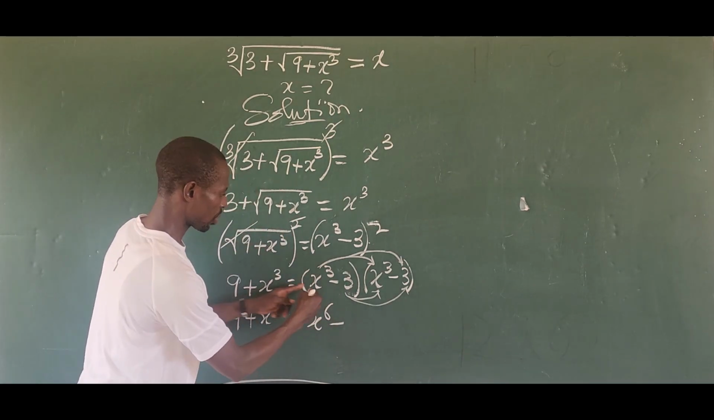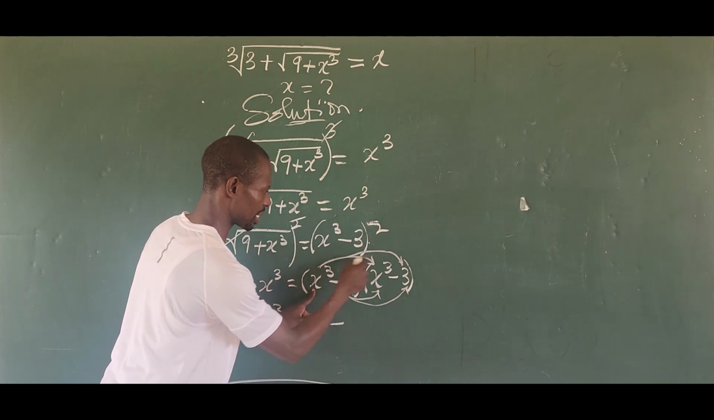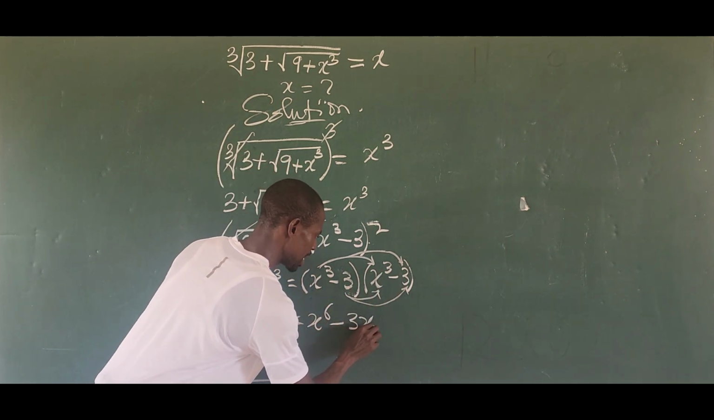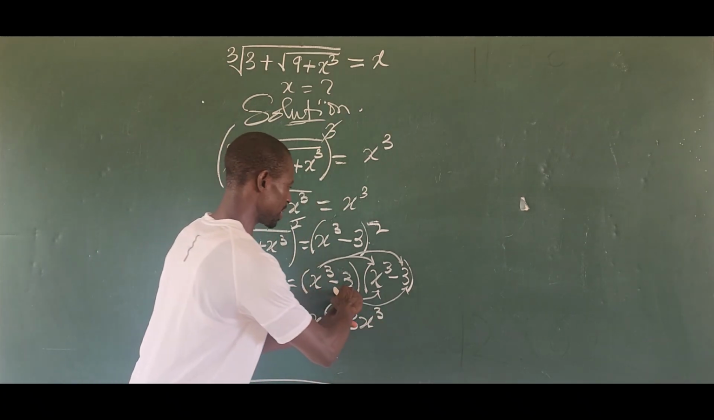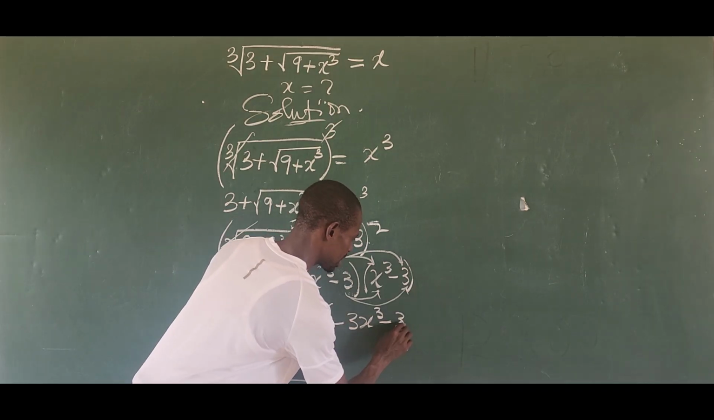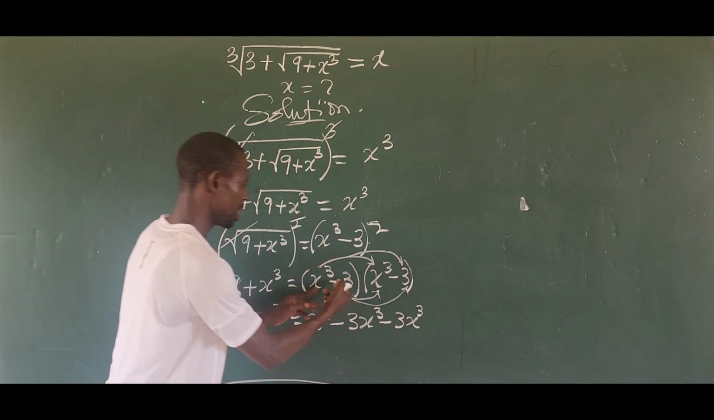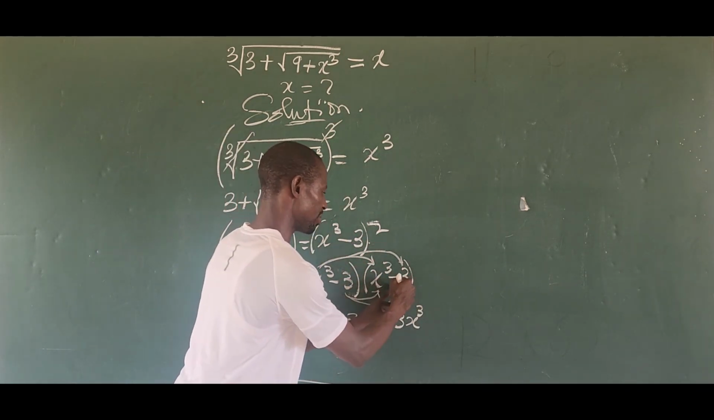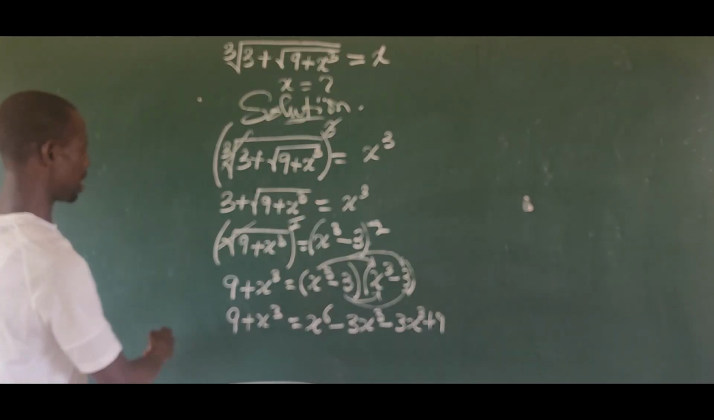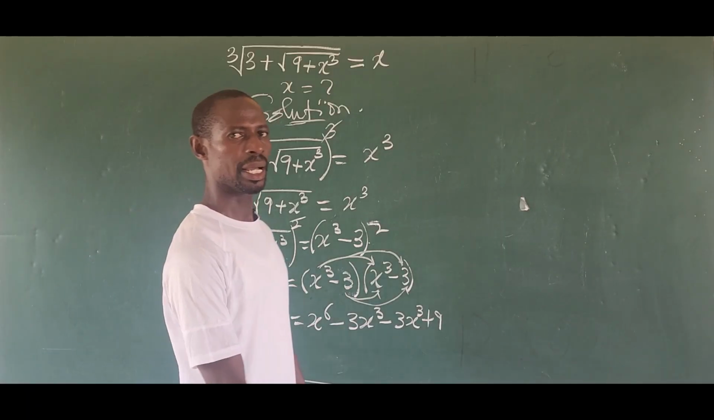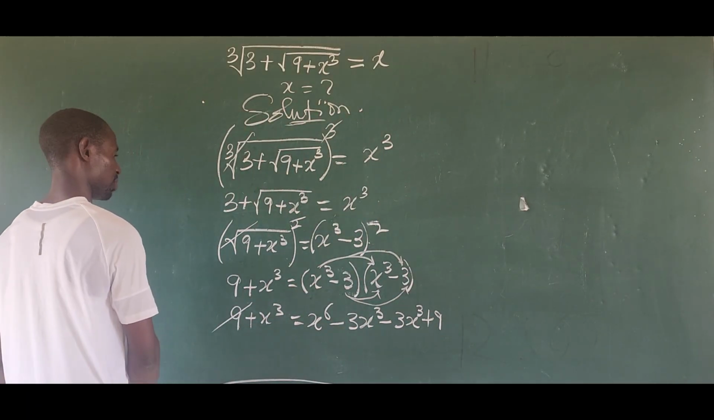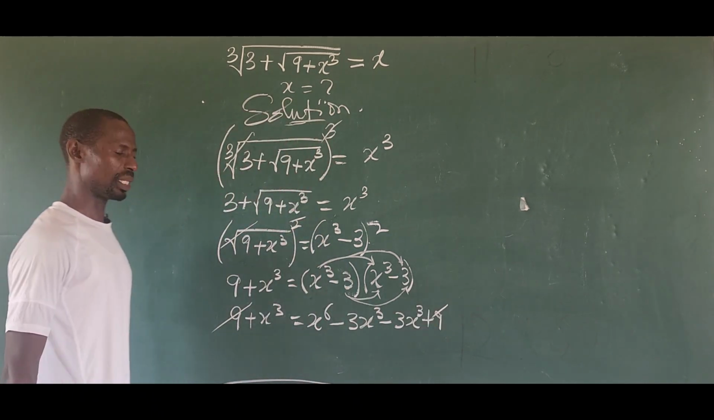Now we come to this side. We use x to the power of 3 times minus 3, which gives us minus 3x to the power of 3. Then we use minus 3 times x to the power of 3, which gives us minus 3x to the power of 3. Then minus 3 times minus 3 gives us plus 9. Easy. Now look at this: we have plus 9 on the left-hand side of the equation and plus 9 on the right-hand side of the equation, so if we move them together, they leave the system.